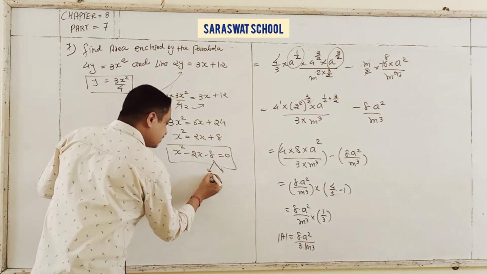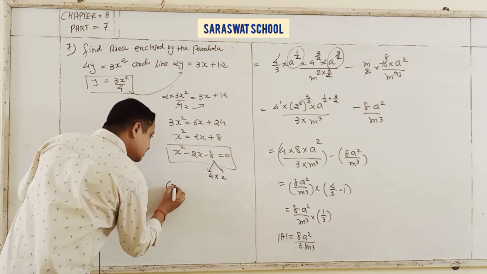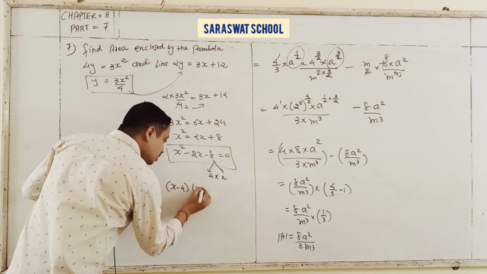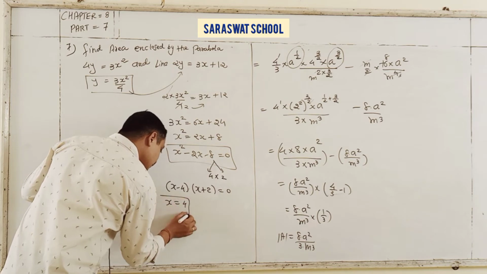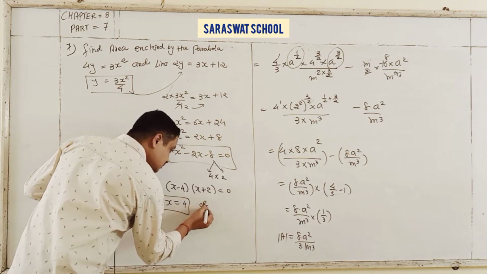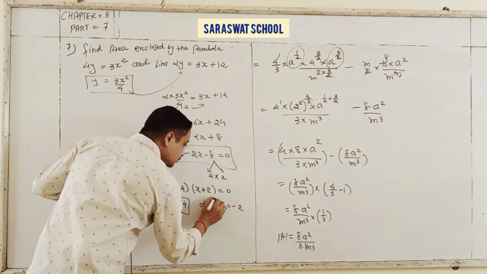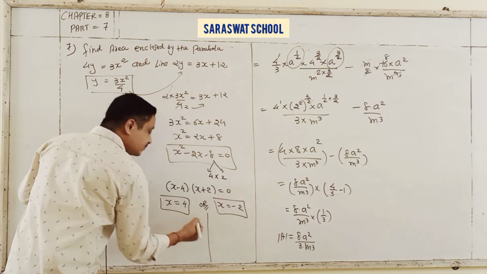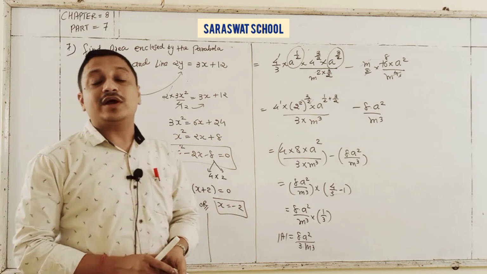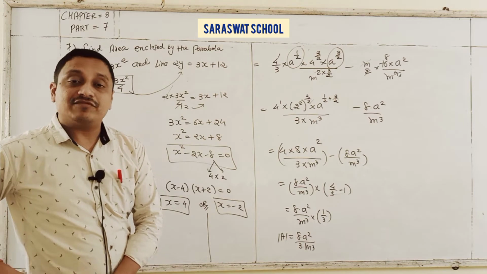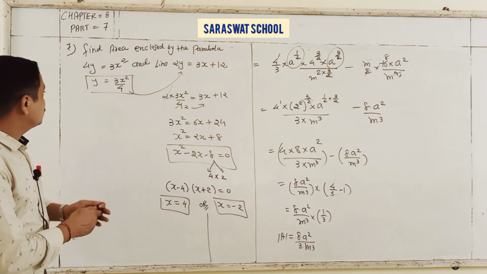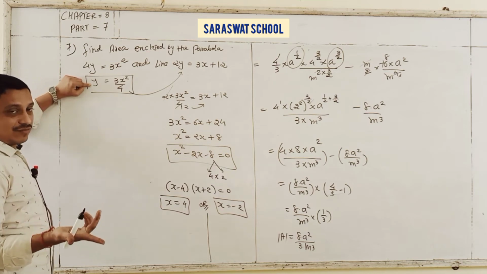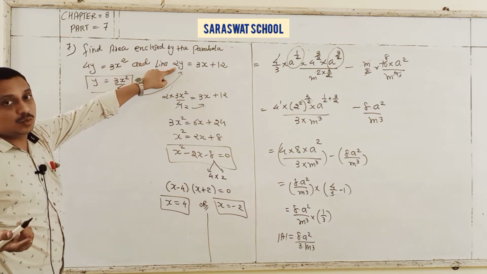I think 4 2's are 8 is best. Yes. One factor is x minus 4, another is x plus 2. So your answer is x is equal to 4. Otherwise, x is equal to minus 2. So it is in between x ready. Now you calculate y also. And after that with x and y, I will plot my drawing. So this x, put it here, definitely you get y. Either in line or parabola apply, both are correct.